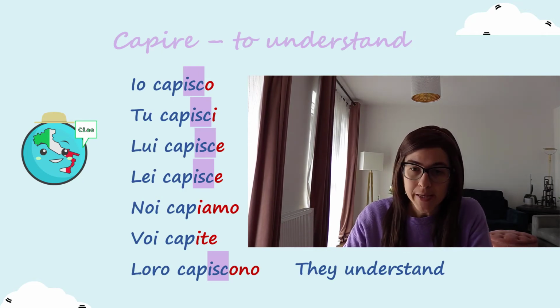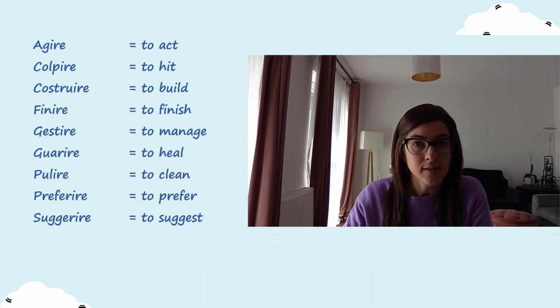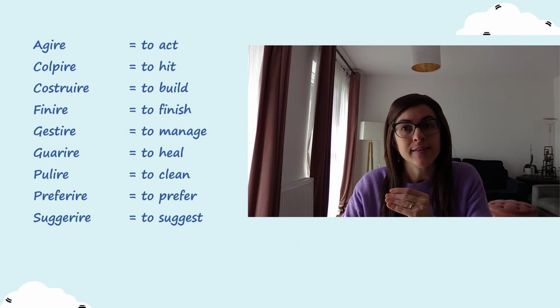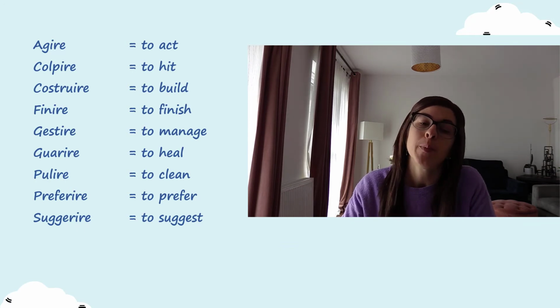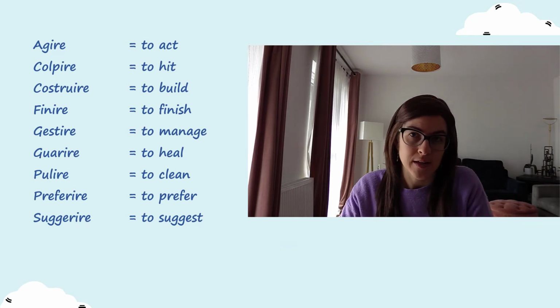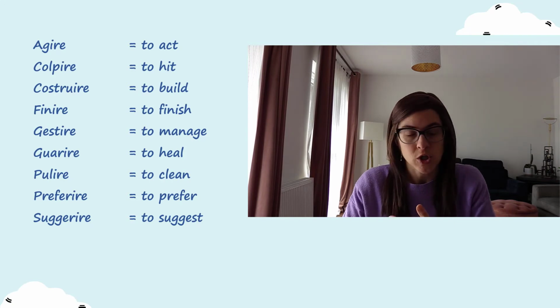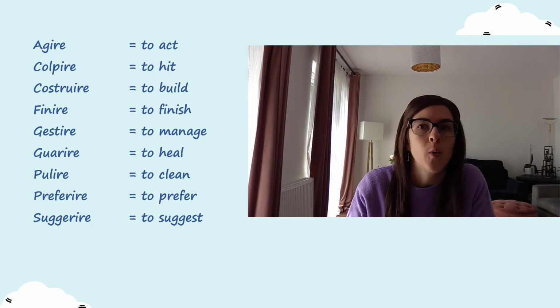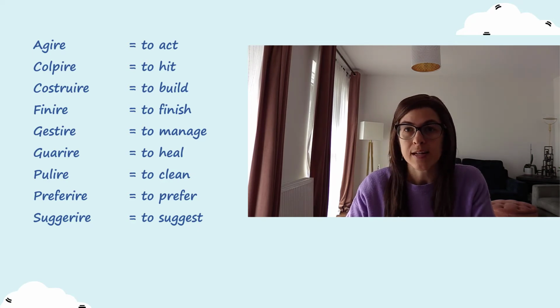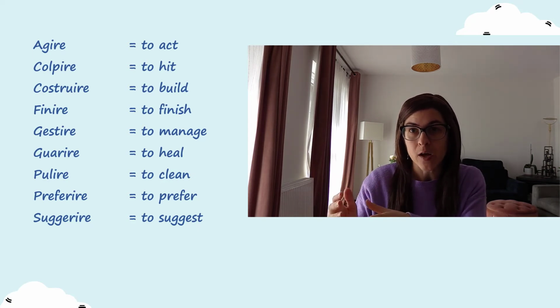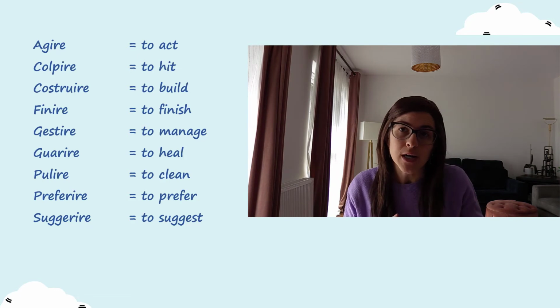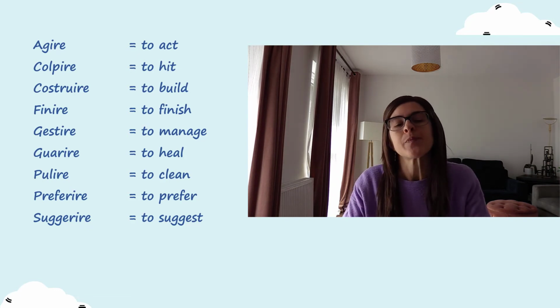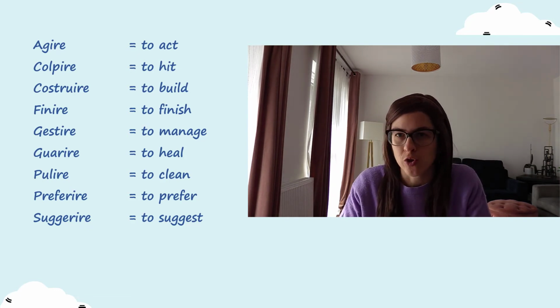And like capire, all these verbs also conjugate in the same way. They add the isc particle between the root and the termination. So you guys just have to memorize them, really. There's no other way that you can know whether a verb conjugates like capire or whether it conjugates regularly like dormire. It's a question of pure and simple memorization.